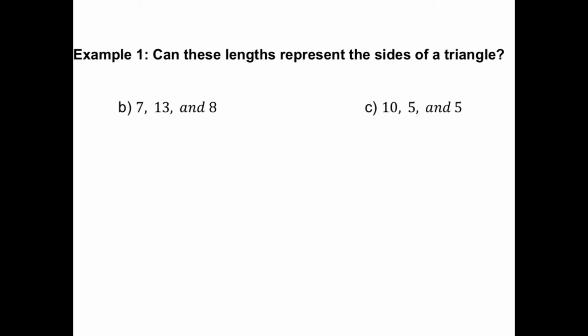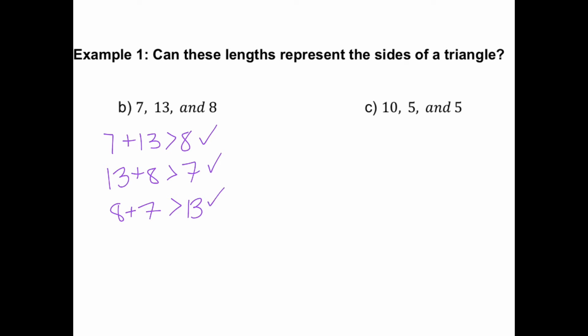So let's go ahead and take a look at these. I'm just going to go in order that they're given. So I'm starting with 7 plus 13, which is 20. So that's bigger than 8, which is good. Then I'm going to do 13 plus 8, which is definitely bigger than 7. So that's good. And then I have 8 plus 7, which is 15. So that's bigger than 13. So we can say yes to this one. These lengths of sides can actually create a triangle.